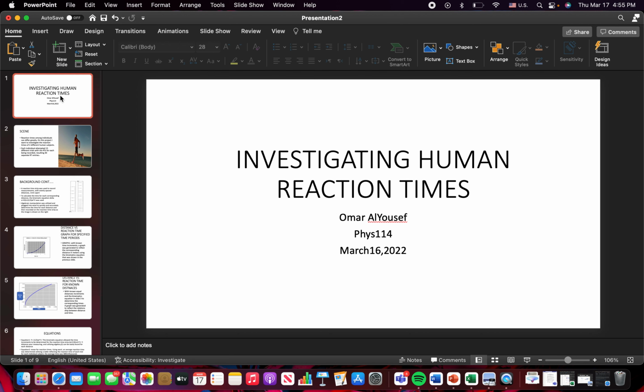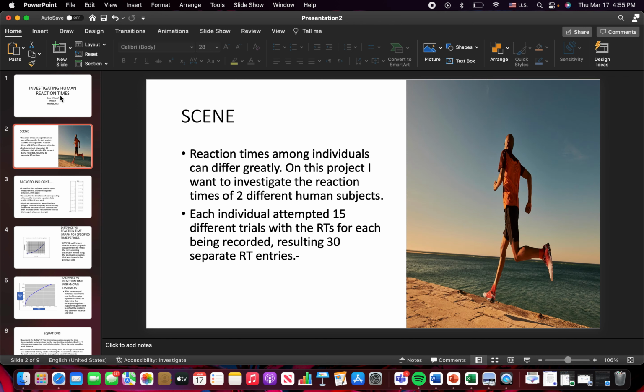Everyone, today this is my project and I'm going to be investigating human reaction times. Reaction times can be different by a margin or by a little bit between each person. On this project, I'm going to be investigating two different individuals and see what their reaction times look like. Each individual is going to get 15 attempts, which is all going to be recorded. We're going to have 30 reaction time entries.